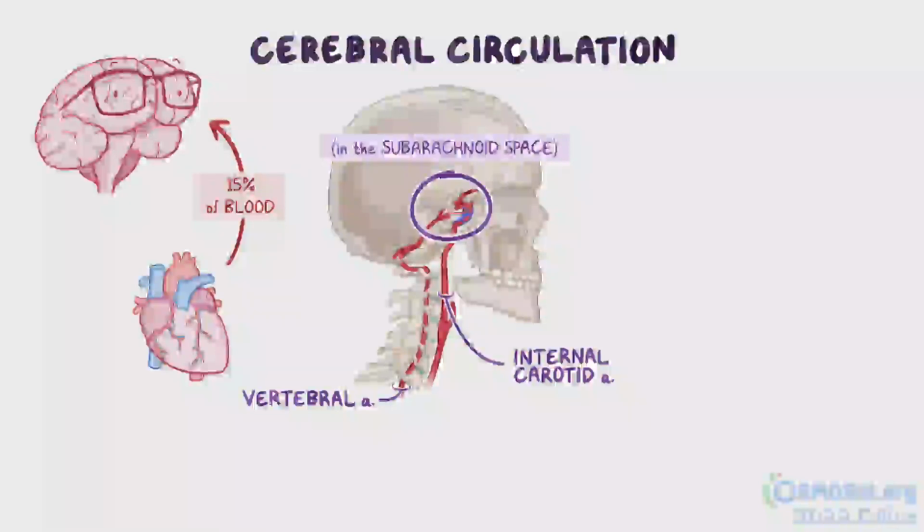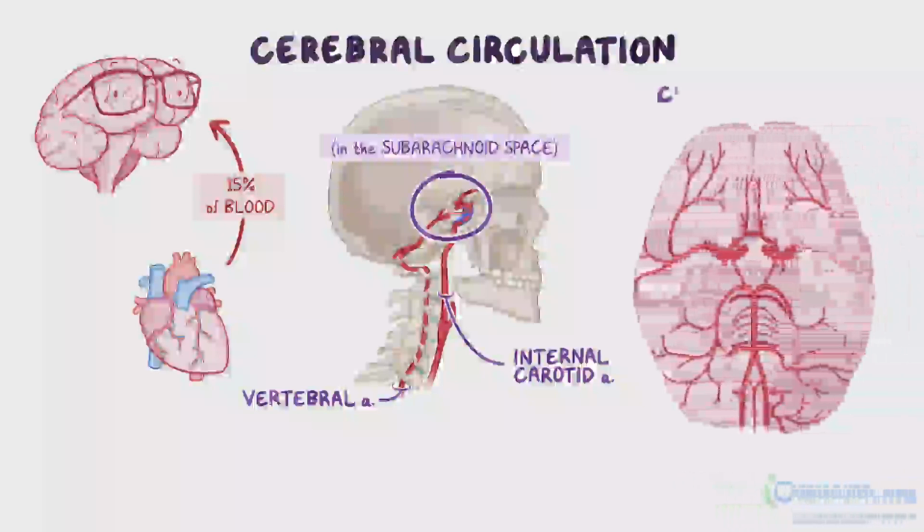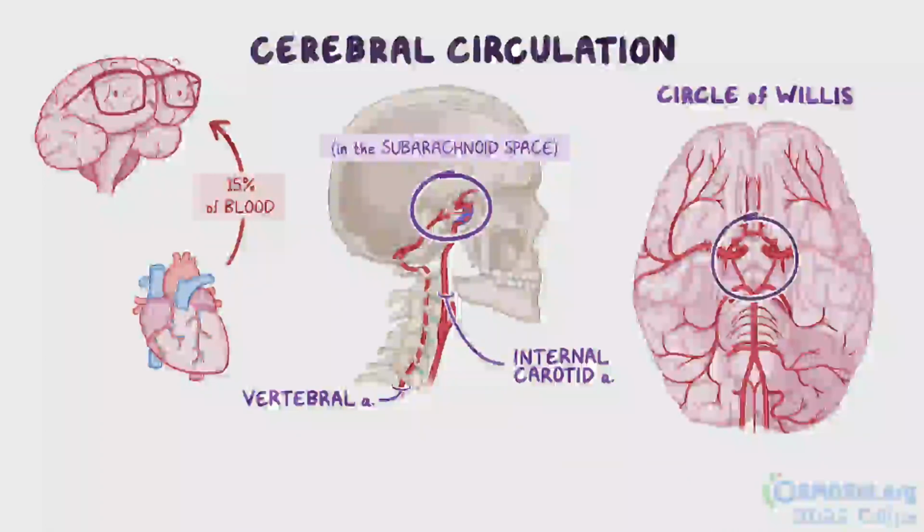Anastomoses between these two arteries and their branches give rise to the circle of Willis, which is a system of vessels at the base of the brain that helps to ensure adequate blood flow to this vital organ.